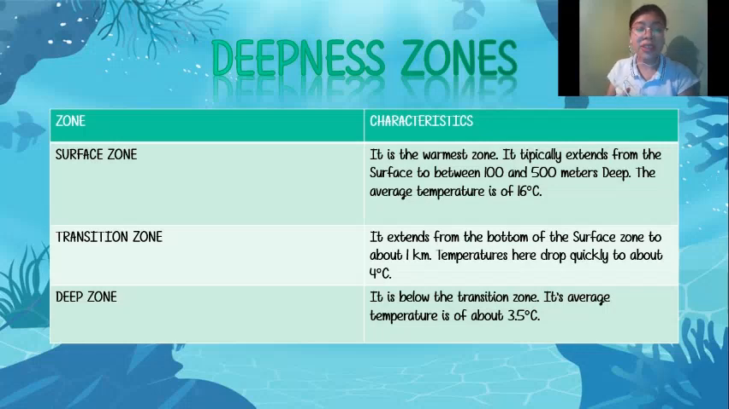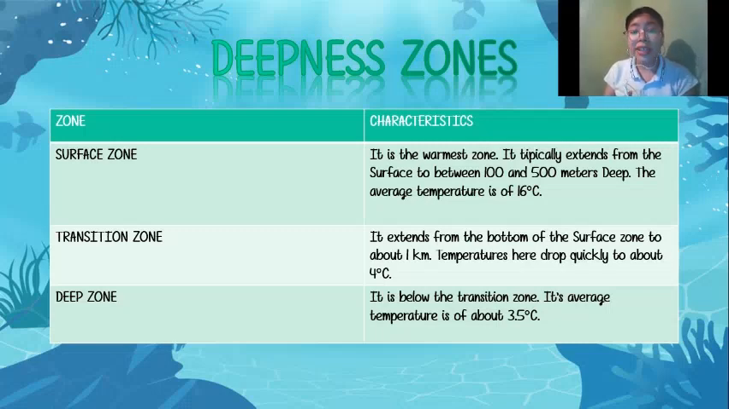Then we have zone number 2, the transition zone. The transition zone extends from the bottom of the surface zone to about 1 kilometer below that. So when the surface zone ends, the transition zone starts, and it goes way down to approximately 1 kilometer. Temperatures here drop quickly to about 4 Celsius degrees. In this area, it becomes colder.